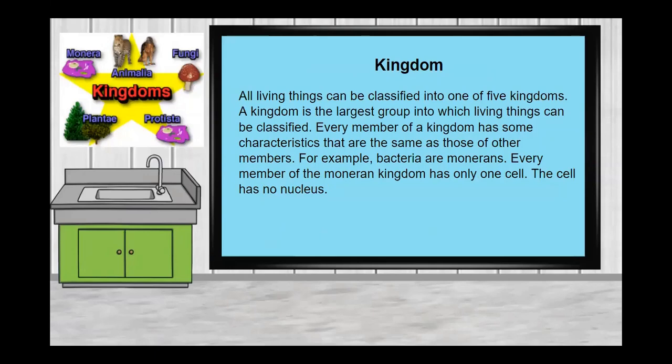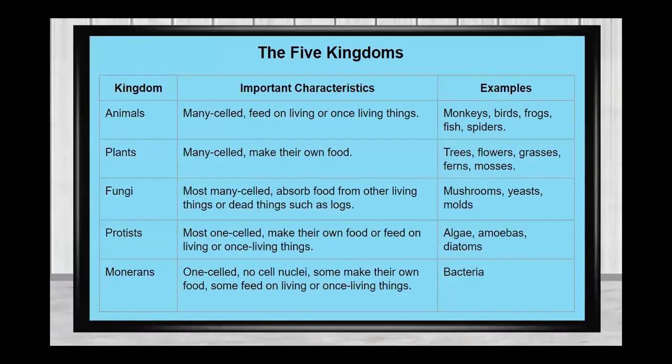So for kingdom, all living things can be classified into one of 5 kingdoms. A kingdom is the largest group into which living things can be classified. Every member of a kingdom has some characteristics that are the same as those of other members. For example, bacteria and Monerans: every member of the Moneran kingdom has only one cell, and the cell has no nucleus. So there are 5 kingdoms, and I've made a chart here that has the title of the kingdom, important characteristics, and then examples of each.